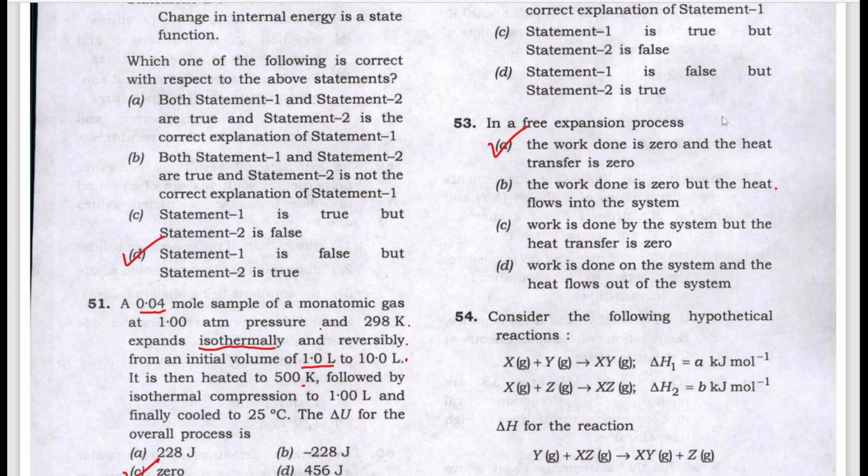In the case of free expansion, work done is minus P external times the change in volume. This is the external pressure, and in the case of free expansion, the external pressure is zero. If external pressure is zero, the work done will be zero and there will be no flow of heat in the system, so heat transfer will be zero. So the correct answer is A.